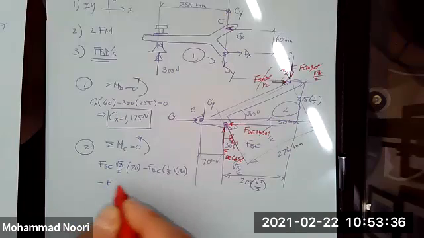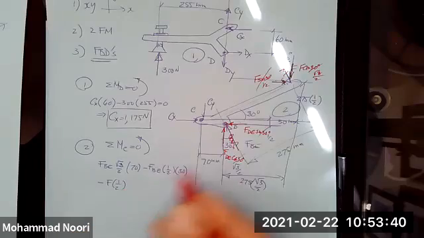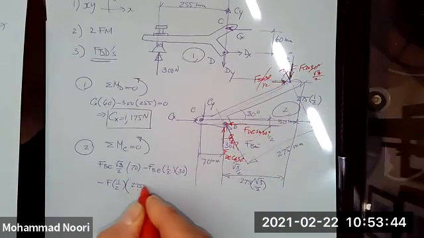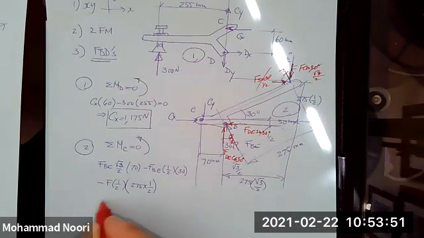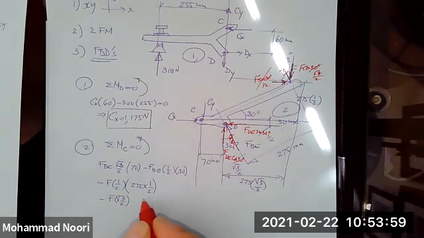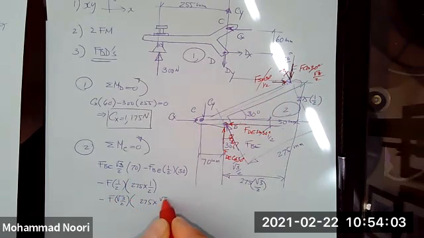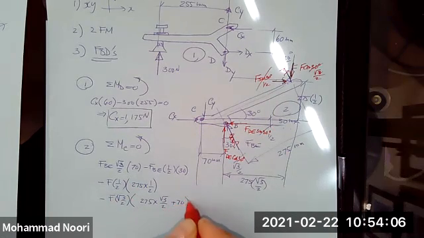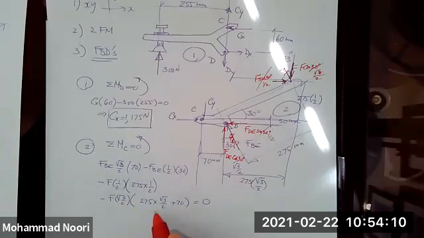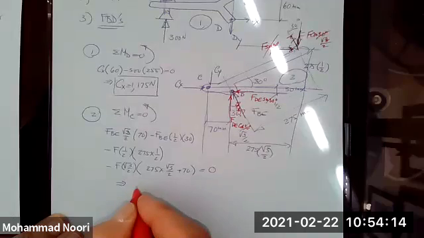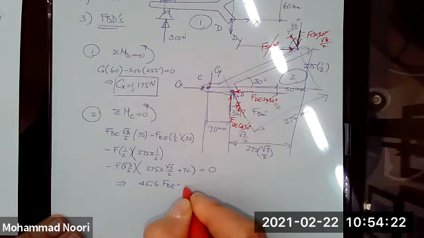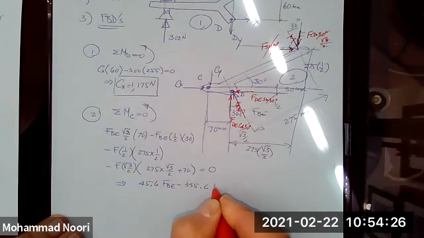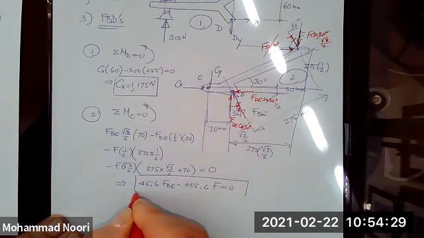I have F, okay, times 1/2 times this distance, 275 divided by 1/2. And then this one, this is the vertical distance. So minus F square root 3 over 2, okay, times 275 times square root 3 over 2 plus 70 is equal to 0. If you simplify that, you will see that you get an equation like this, 45.6 F of BE minus 335.6 F is equal to 0.